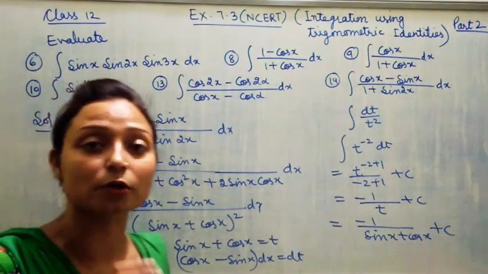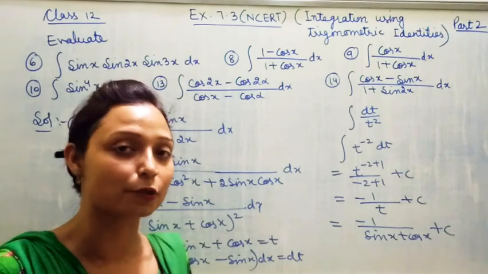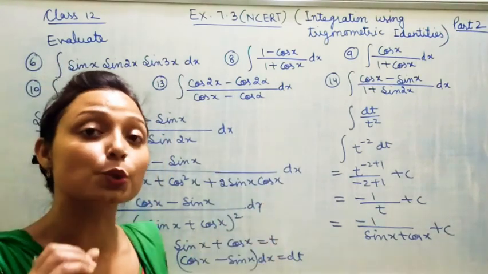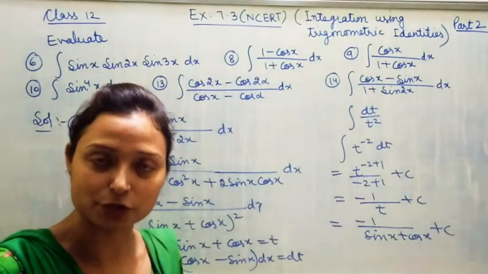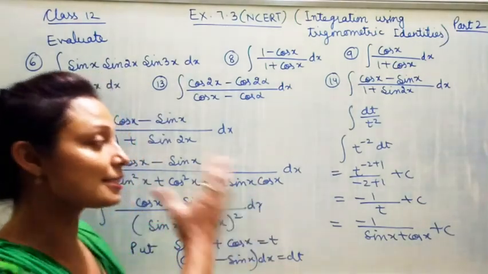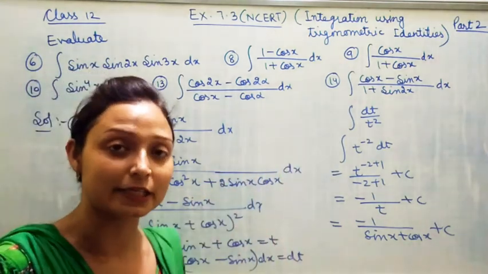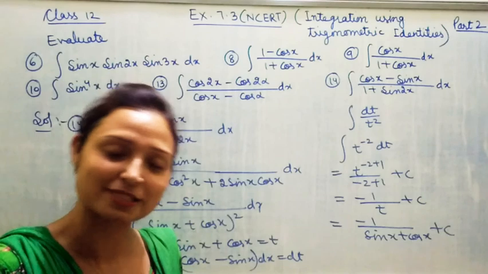The basic conclusion is that you have to use the trigonometric identity which is suited to the question, that is suitable for the solution of that question. You will use that identity for simplification. After that you will apply the formula of integration. Do the practice of this type of question. Thank you.